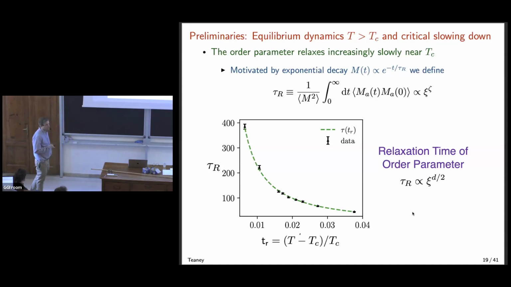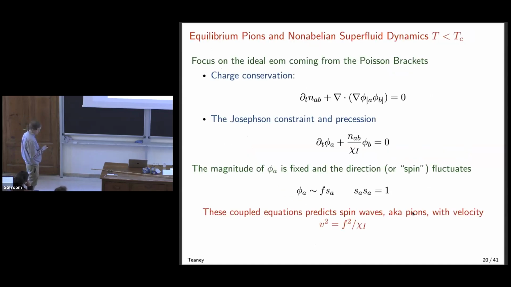Below TC is a much more fascinating subject, because then you have the order parameter, and you get a very rich hydrodynamic theory of pions below the critical point. I'd like to review the theory of these pions and the superfluid dynamics below TC. You look at very long wavelengths, so the wavelength of your pion is much larger than the correlation length, which is also large.